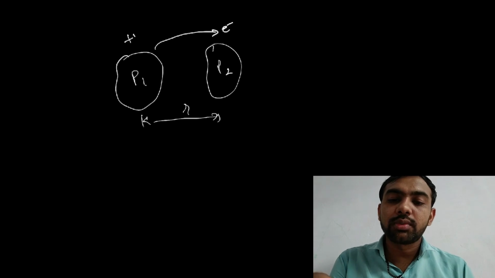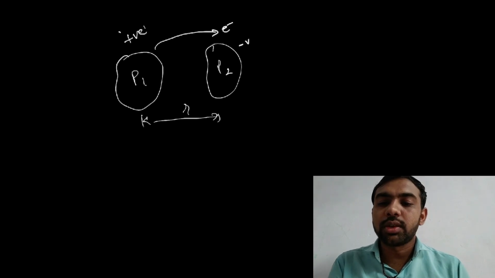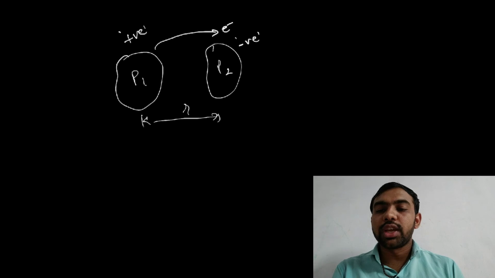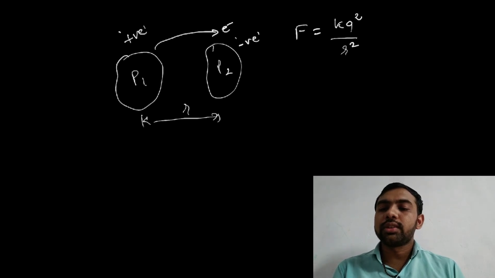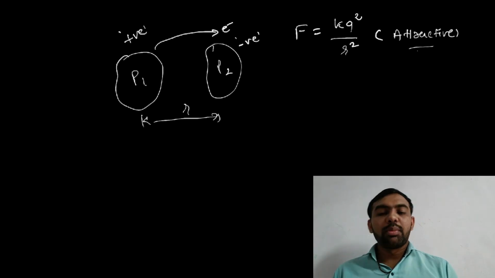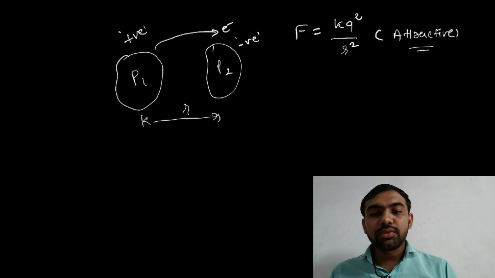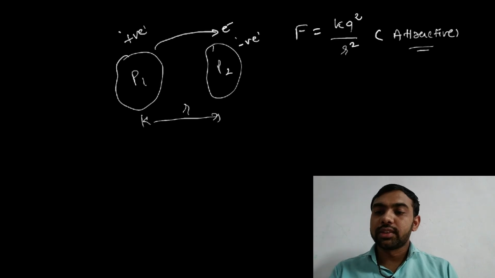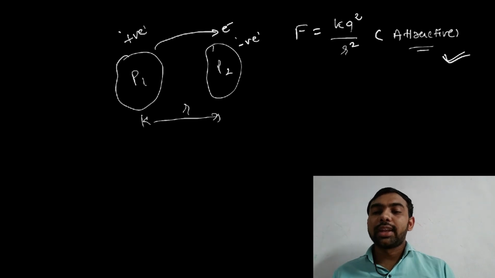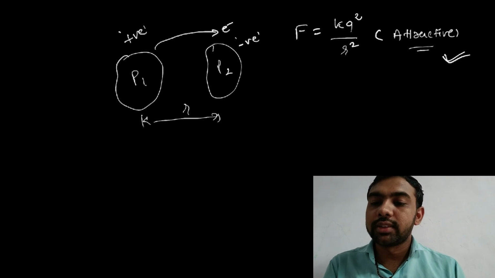It means this body becomes positively charged, and this body becomes negatively charged. So F is equal to K Q square upon R square. This is always attractive in nature. By the rubbing method, whatever the force between the bodies that are rubbed, this force is attractive in nature, and by this way you get the answer.